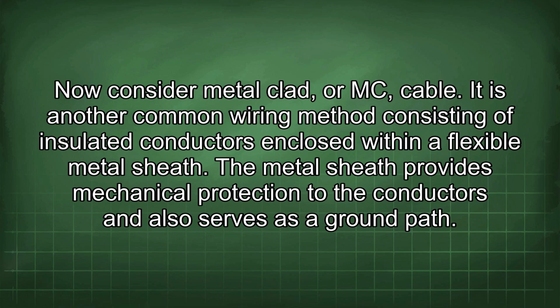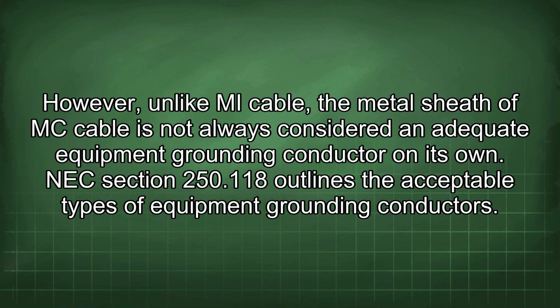Now consider metal-clad, or MC cable. It is another common wiring method consisting of insulated conductors enclosed within a flexible metal sheath. The metal sheath provides mechanical protection to the conductors and also serves as a ground path. However, unlike MI cable, the metal sheath of MC cable is not always considered an adequate equipment grounding conductor on its own. NEC Section 250.118 outlines the acceptable types of equipment grounding conductors.